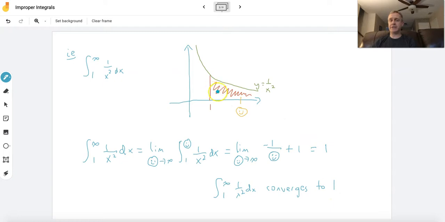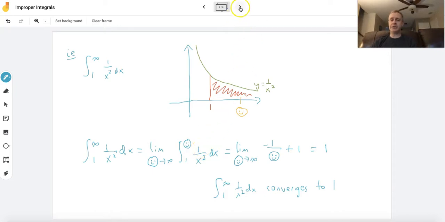The region technically goes on forever, but as we continue to add more and more area in this region, it's not going to blow up. As we continue to incrementally add more area, it's going to ultimately approach the value of 1. That's why when an improper integral has a finite value, we say it converges to that particular value.